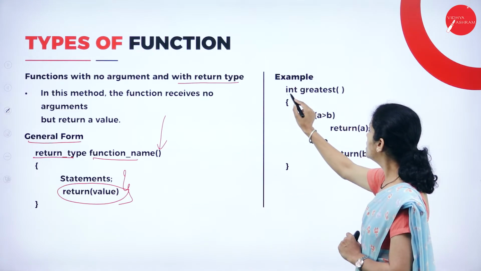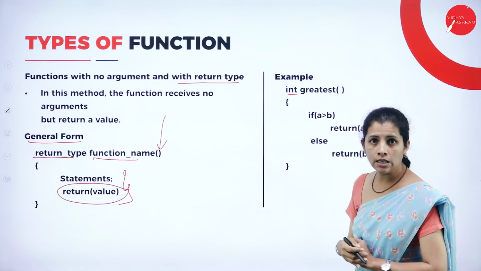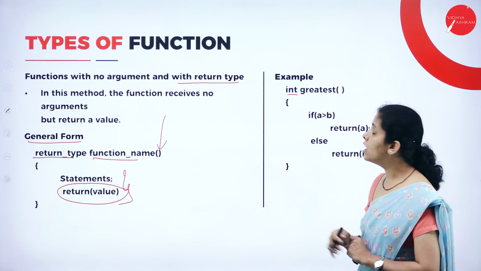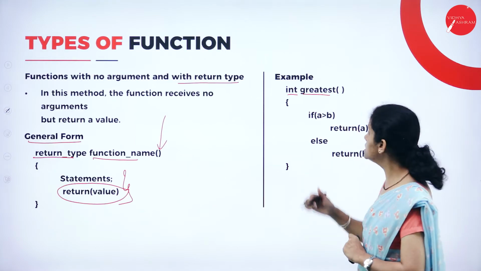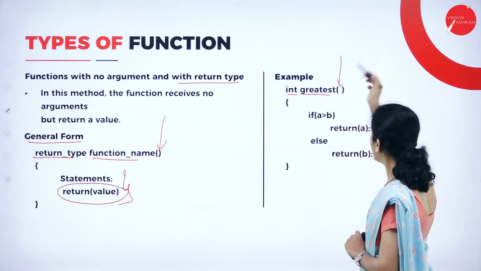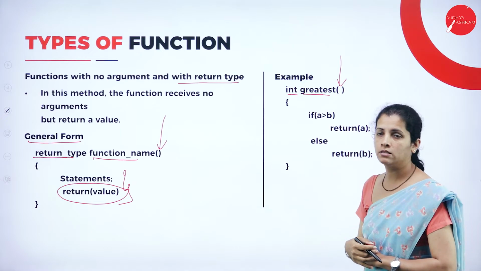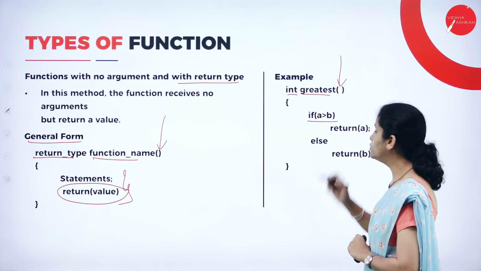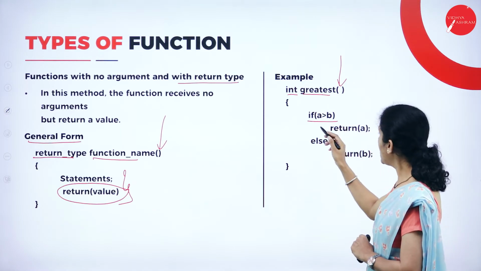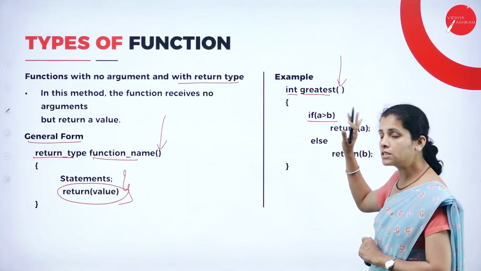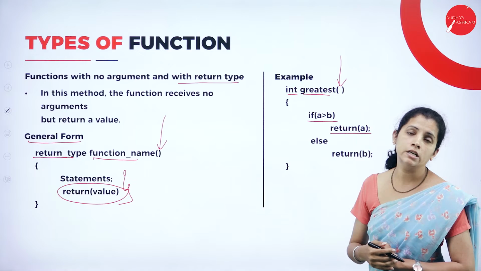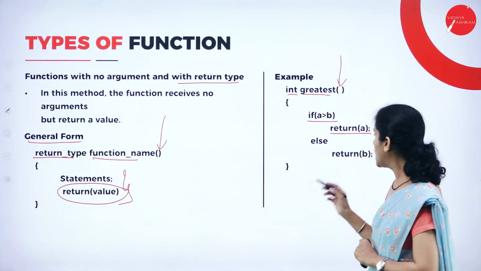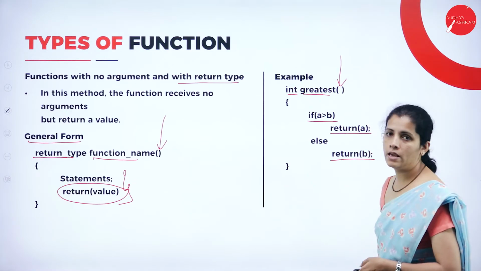So here, I'm going to have the return type, that is integer, and I'm going to have the function name called greatest, and I don't have any arguments. Now, here I'm going to check if A is greater than B. If this condition is true, then what do I want to return? I want to return A. Else, I want to return B.